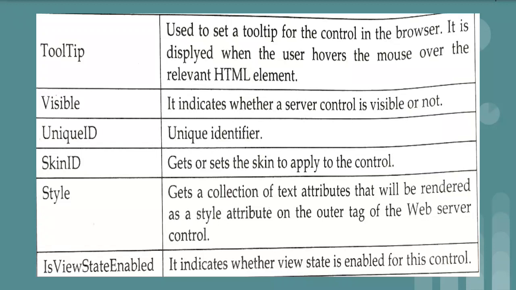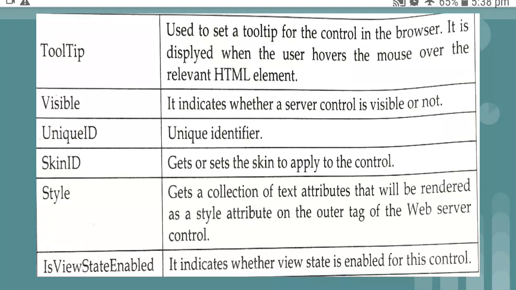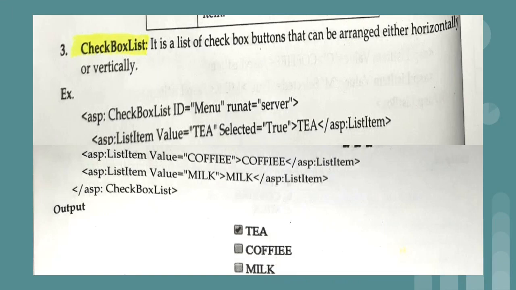Now onwards we are going to start with the web server controls. The first web server control is the checkbox list. In the last lecture we saw the checkbox, and now we have the checkbox list. Basically a checkbox list is nothing but a list of checkbox buttons which are arranged either horizontally or vertically. In both ways it is possible for us.